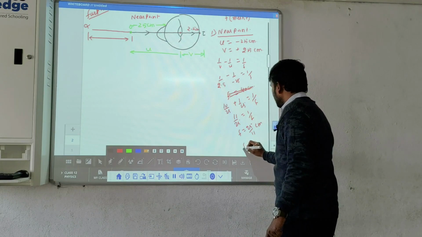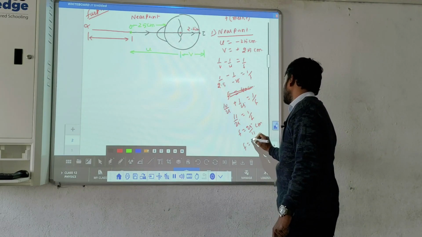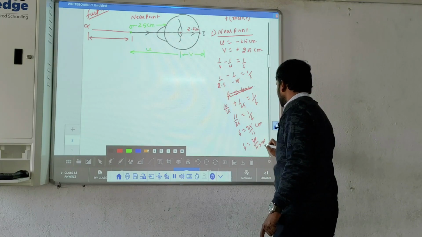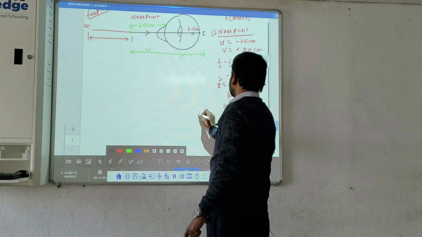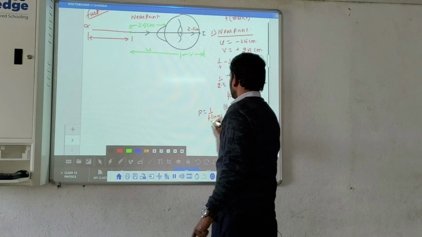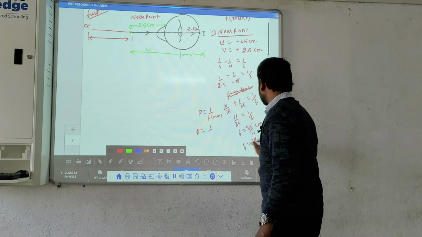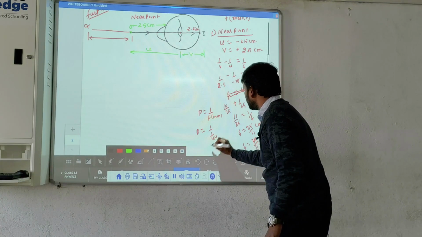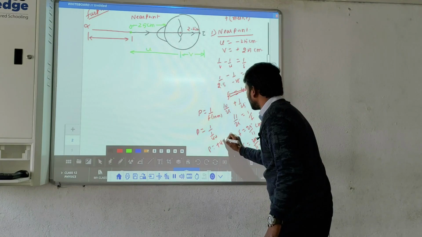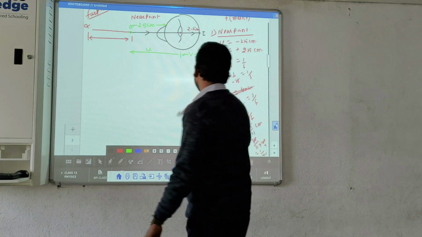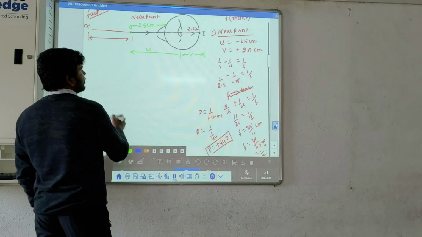Now we can convert into meter. When you convert into meter, divide by 100. So 25 by 11 divided by 100 is 1 by 44 meter. Now power we can easily measure. Power is equal to 1 by F and focal length must be in meter. So P will be equal to 1 upon 1 by 44, so P will be equal to plus 44 D. So this is the power of the crystalline lens of the human eye when the object is placed at the near point.